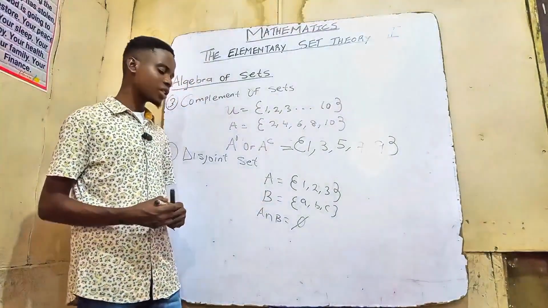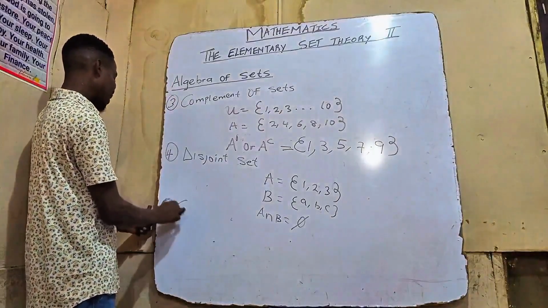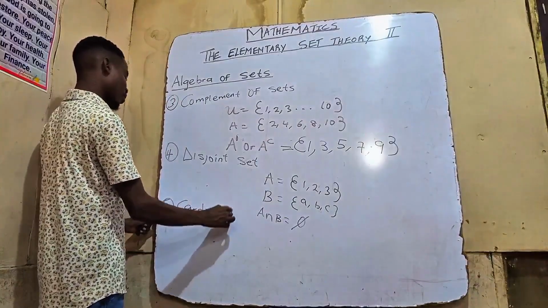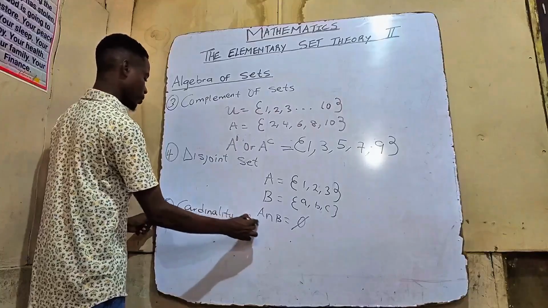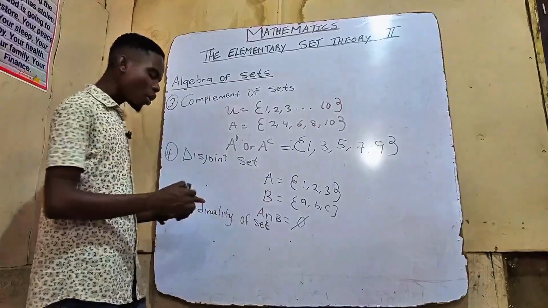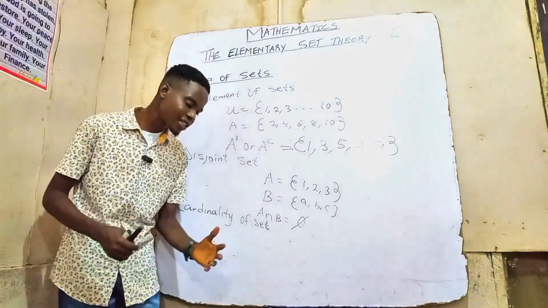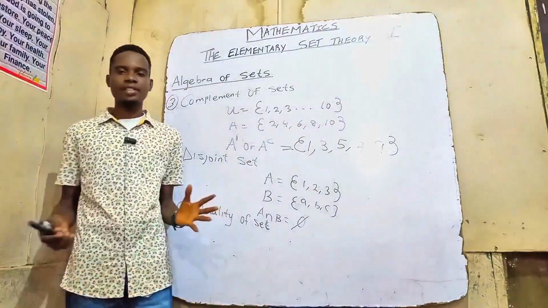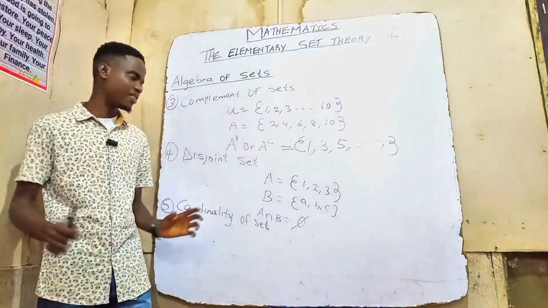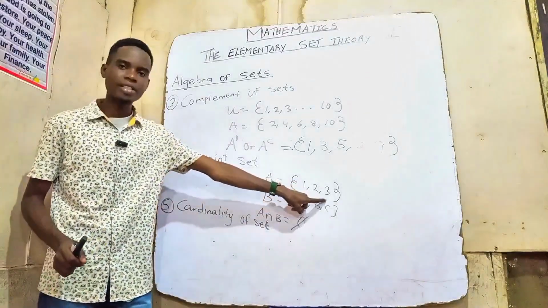The next algebra we'll be considering is what we call the cardinality of a set. Cardinality of a set means the number of elements in that set. The cardinality of a set is the number of elements in a given set. This set has how many elements? This is 3 elements.